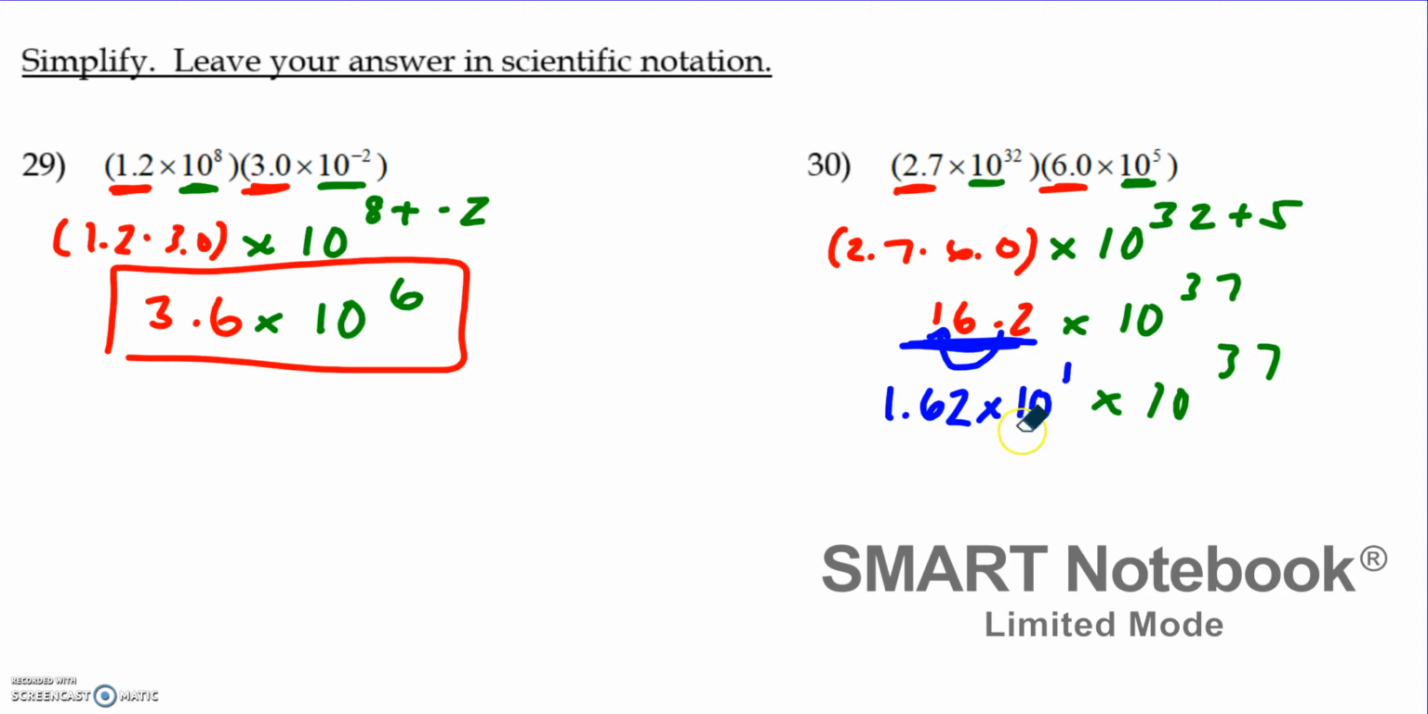So these again are like bases. When I have like bases, I add the exponents. So my final answer is 1.62, which is now between 1 and 10, times 10 to the 38th power.